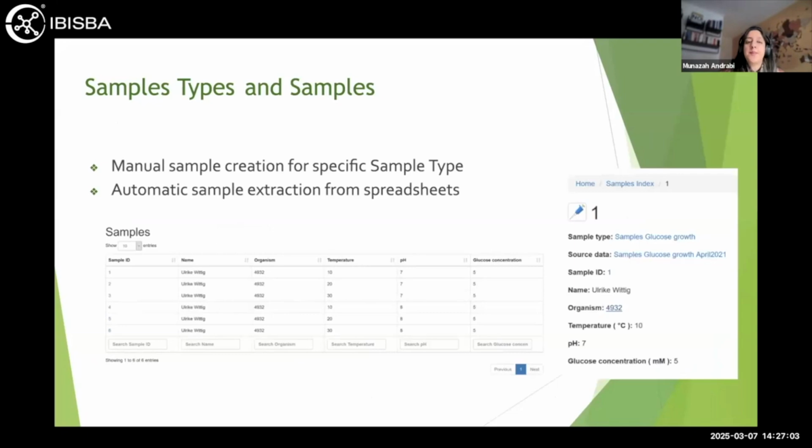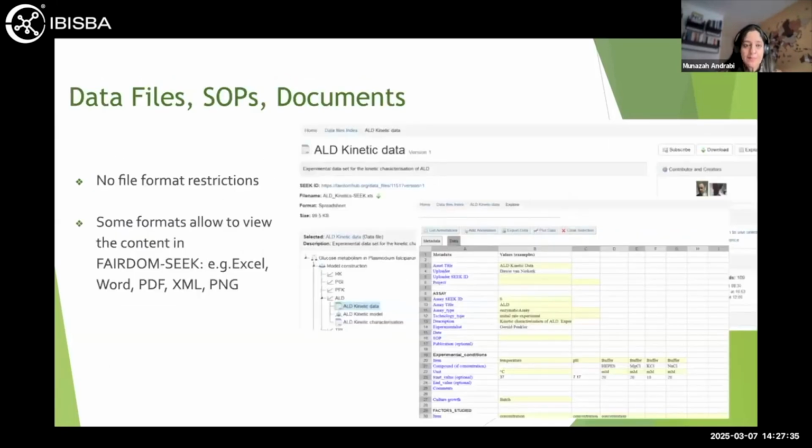And then to these sample types, you can assign your samples. Again, you can do that manually. For example, this is a sample type here, and the name of the sample is glucose growth, and then you can add a sample there and information about the sample, such as what temperature it was, and what organism it was extracted from. Or you can also use spreadsheets to upload samples to the IBISBA Knowledge Hub. This is especially useful when you have a huge number of samples, so you don't want to be doing that manually.